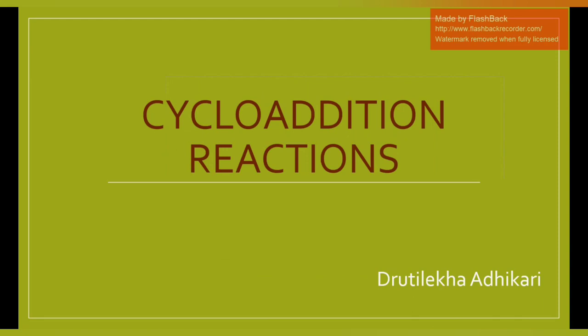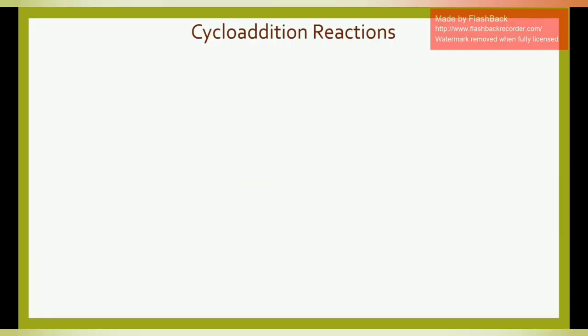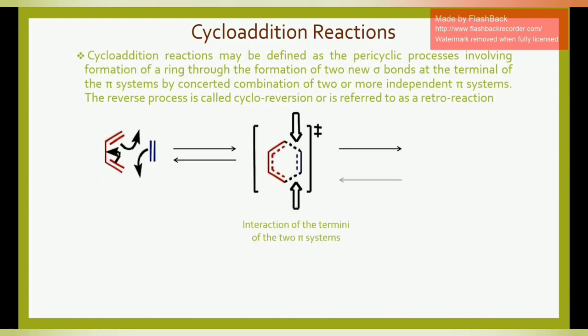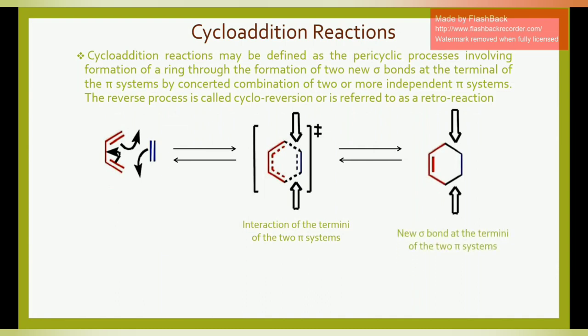Today I am going to discuss the cycloaddition reaction. A cycloaddition reaction may be defined as a pericyclic process involving the formation of a ring through the formation of two new sigma bonds at the termini of the pi system by concerted combination of two or more independent pi systems. The reverse process is called cycloreversion or is referred to as a retroreaction.